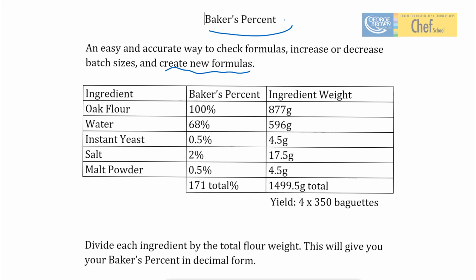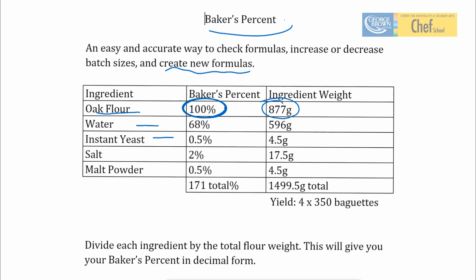The most important thing to remember is that flour is always going to be 100%. All of the other ingredients, your water, your yeast, etc., are expressed as percentages of your flour. Really, they're just a ratio compared to the flour. So, how do we do this?